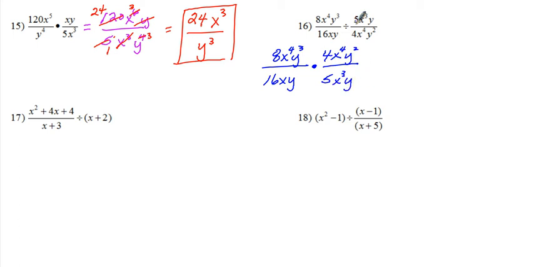Had you not flipped, you would be canceling things that you weren't supposed to be canceling. So make sure you pay close attention to this division sign. Don't do any canceling until you've multiplied by the flip.